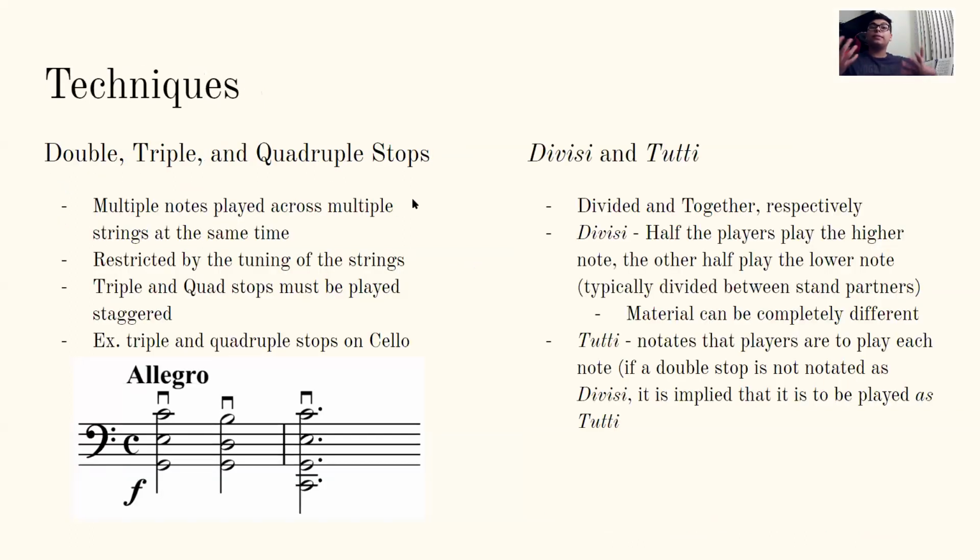So next, we have a couple of techniques that the stringed instruments are able to do. Now they are capable of being polyphonic, meaning they can play multiple notes at the same time through the use of double, triple, and quadruple stops. What these are is multiple notes being played across multiple strings at the same time. The bow is dragging across two strings at the same time during a double stop.